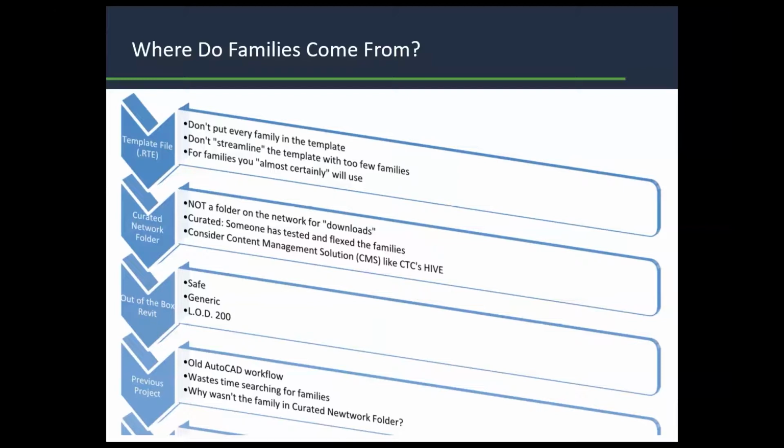Next below that is previous project. In an AutoCAD workflow, previous project is actually higher up in that list. You would very typically, in fact, you might even gut a project to start from it. In Revit, you don't do that. You start a project from a template file. And if you have to go look for a previous project to find content, oftentimes that can take a while.